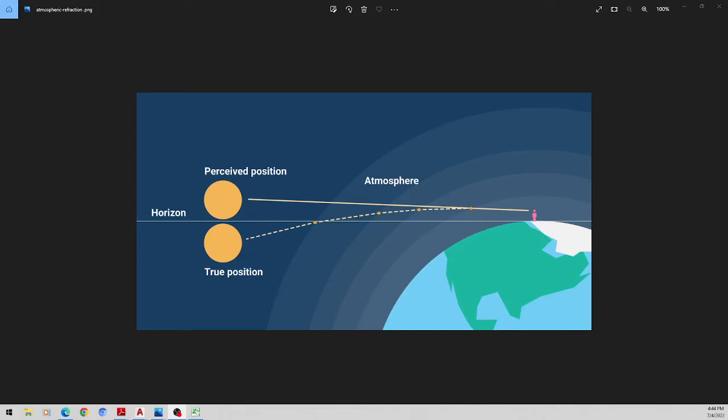Hello everyone, it is July 4th, 2022, and I have found myself in a position where I have a little bit of time here to try to convey an idea through content of my perception of atmospheric refraction.